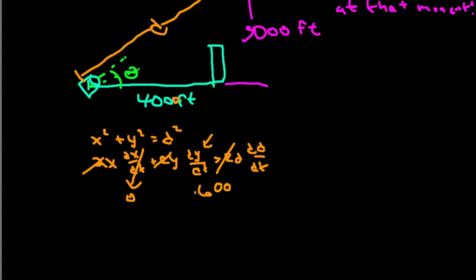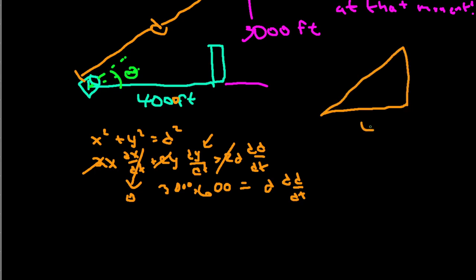And we also know the height is 3,000 feet. So that's 3,000 times 600, and that's equal to the distance d, which we don't have yet, times dd/dt. And we're going to have to find that distance using Pythagoras. It's going to be 4,000 and 3,000, and if you remember from trig, this is a very popular triangle. It's the 3, 4, 5 triangle. So this is going to be 5,000 without needing to use Pythagoras.